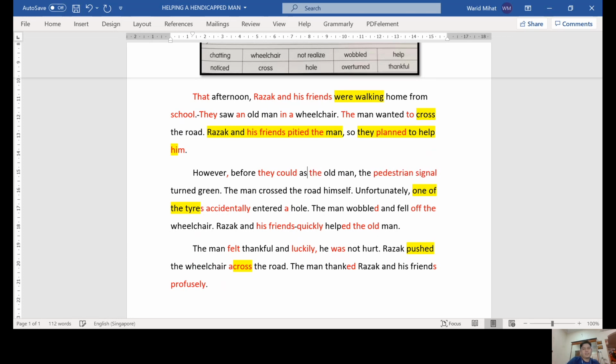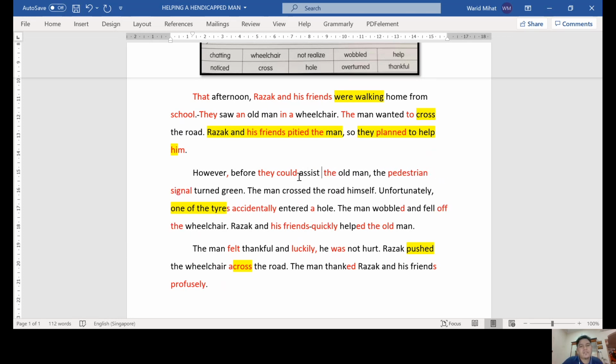Let's change help to the word assist. Okay. Before they could assist the old man, assist. Assist is another word for help, okay? So instead of help, use the word assist. That's why I call it assistant. Remember assistant? An assistant is a helper. So in the word assistant, there's a verb there, which is assist. Before they could assist the old man, the pedestrian signal turned green.